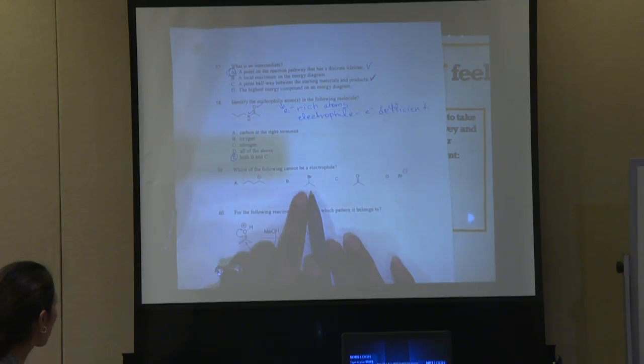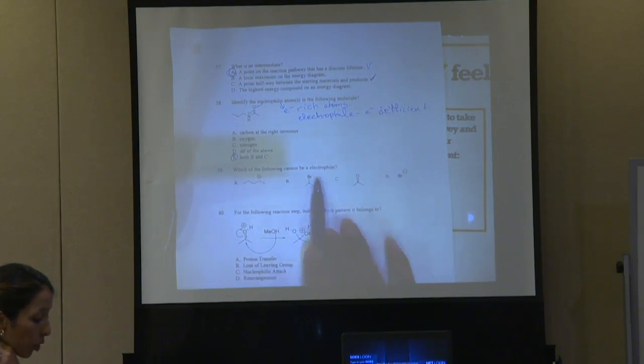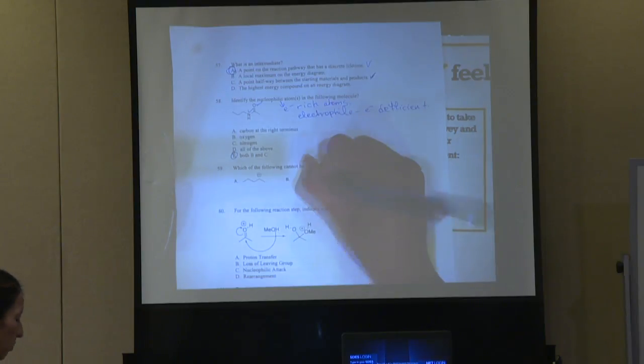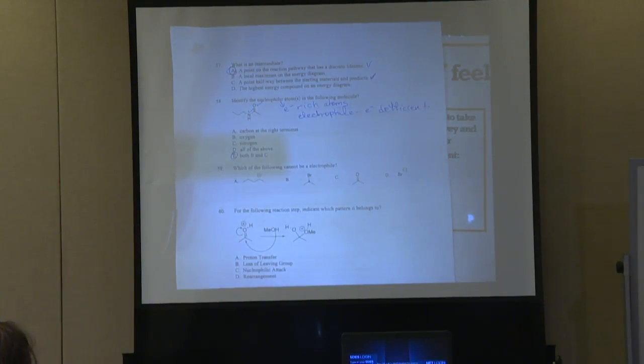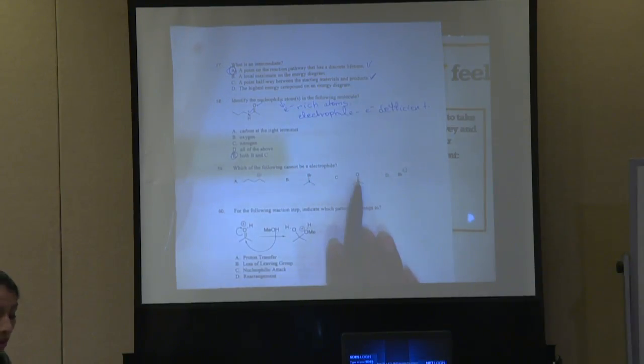Okay. What about B? Are you sure? Okay, so bromine could be a nucleophile, but what about the carbon that's bonded to that bromine? Could that act as an electrophile? All right. What about in C? Oxygen could be a nucleophile, right? But what about the carbon?